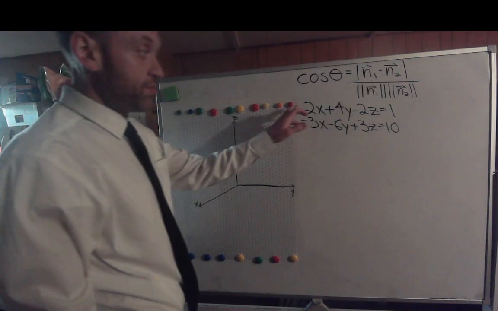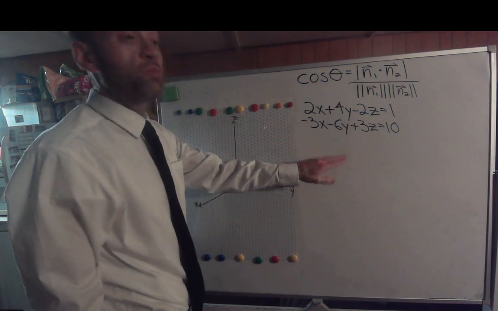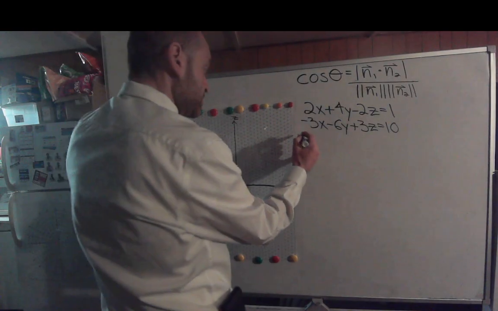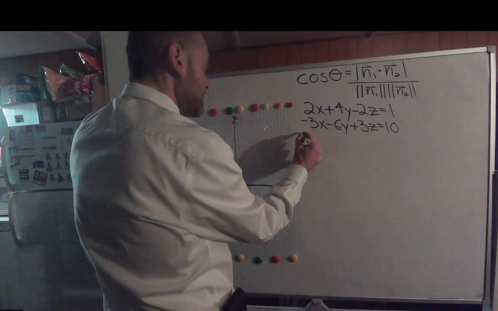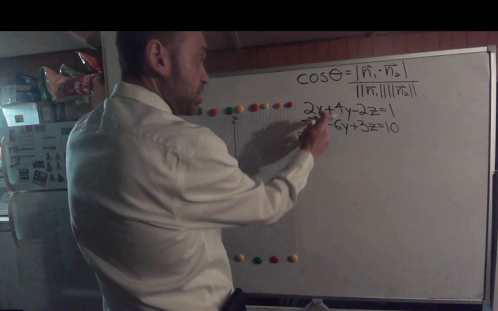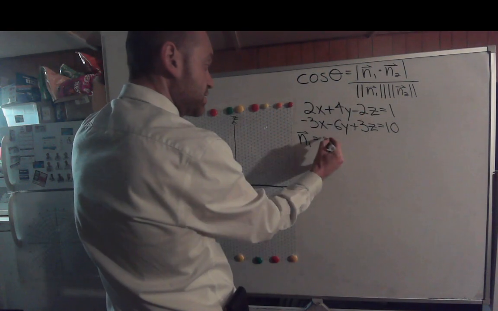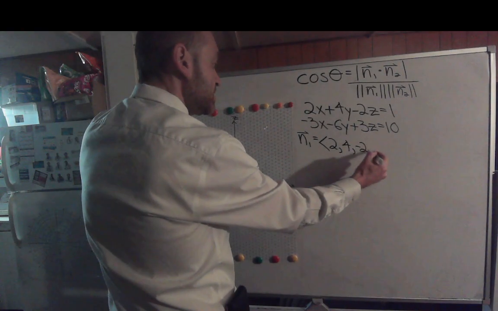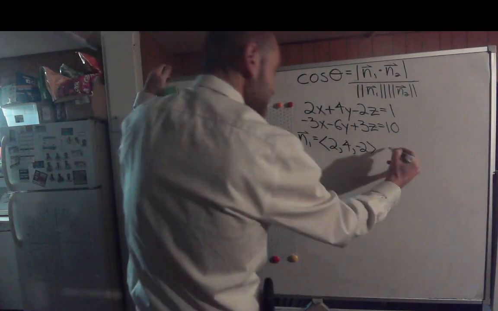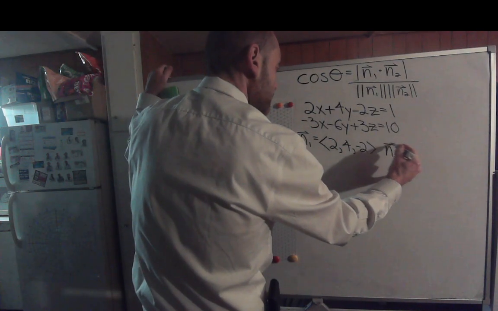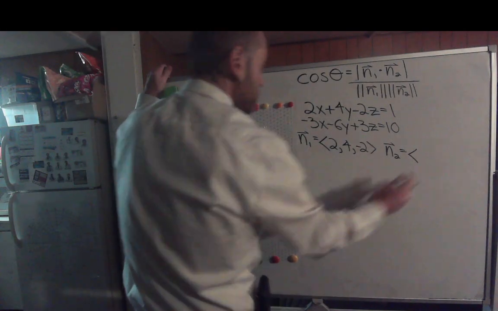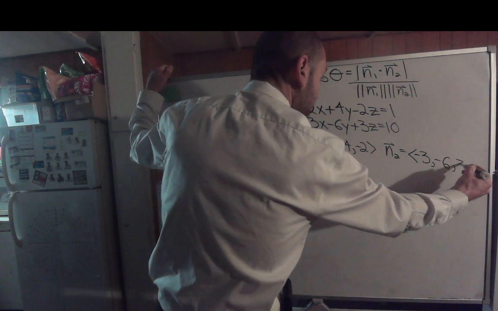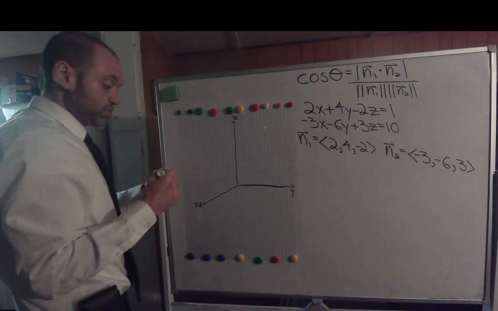Alright, so we have the equations for both of our planes. We want to figure out the angle between them. Well, let's go ahead and set up our normal vectors. So the first normal vector, again, is going to be the coefficients of our variable terms in the first equation. So you would end up getting 2, 4, and negative 2. Now let's do the second normal vector. That'll be the coefficients of the variables in your second equation. So that would be negative 3, negative 6, and positive 3. So there's your two normal vectors.